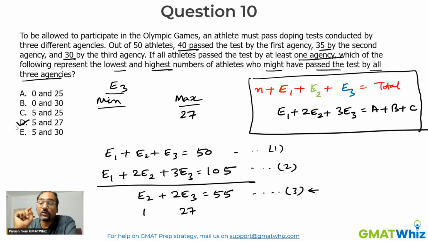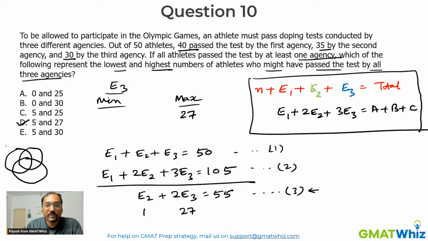Okay, Nivedita, how do you get the second equation as 105? So the second equation is the sum of A, B, C. A, B, C are the three sets. The number of people tested by the first agency is 40, second agency 35, third agency 30. So these three sets, A plus B plus C, the sum of these three, 40 plus 35 plus 30 is 105.